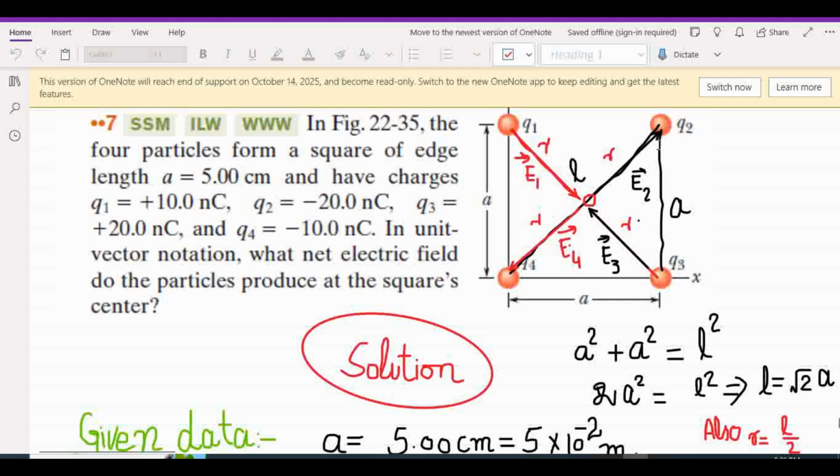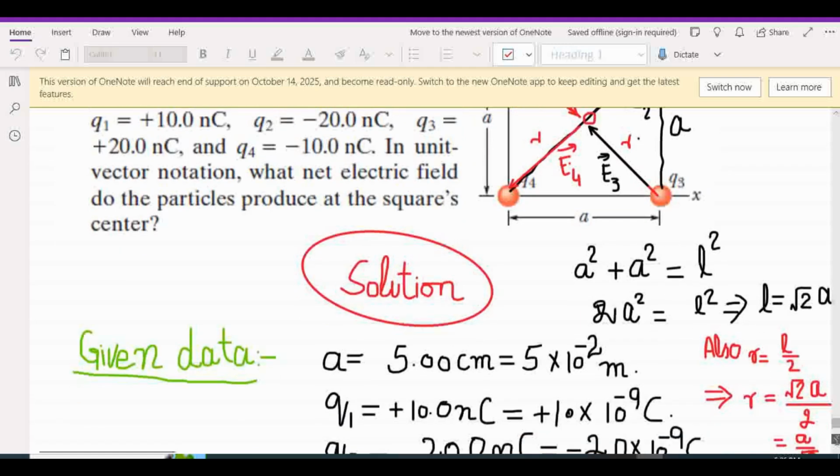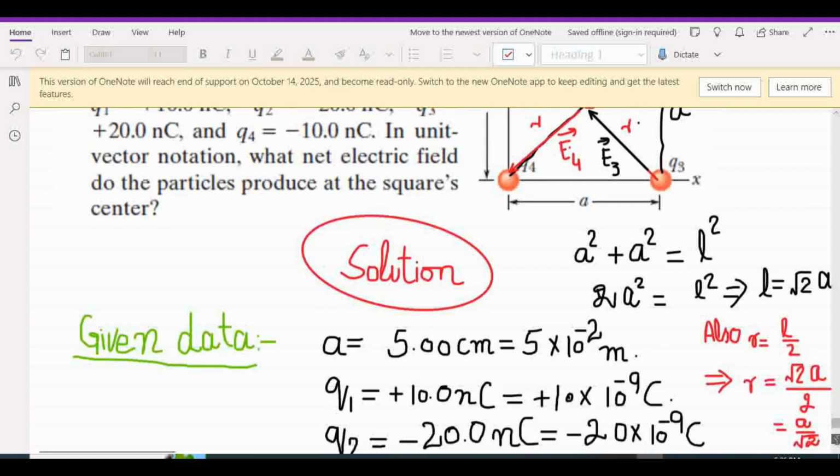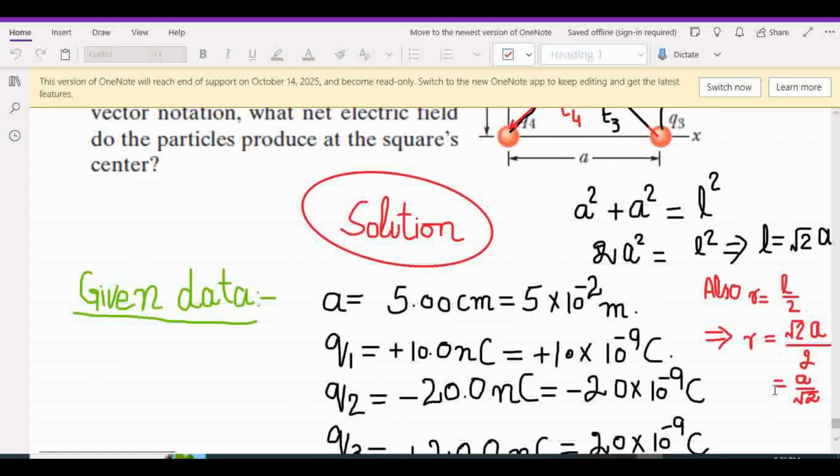Because it's a square, both diagonals are equal in length, so both diagonals have the length of root 2 times a. Now the distance from the center O of the square to each charge will be half of this L. Let us say this is r, and r should be equal to L over 2, so root 2 a over 2, which can be written as a over root 2. This is the information which you will have to use.